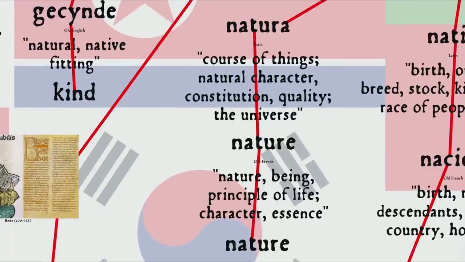Another cognate of the word nation is nature, which passed through French from the Latin word natura, course of things, natural character, constitution, quality, the universe, which is formally the future participle of the Latin verb nasci.